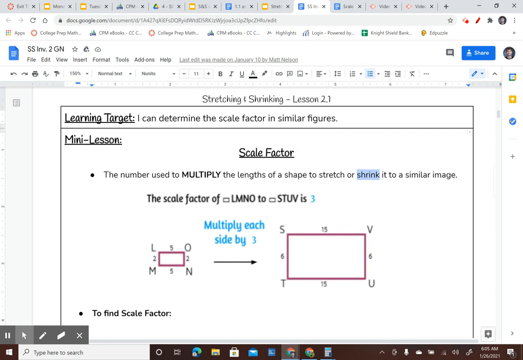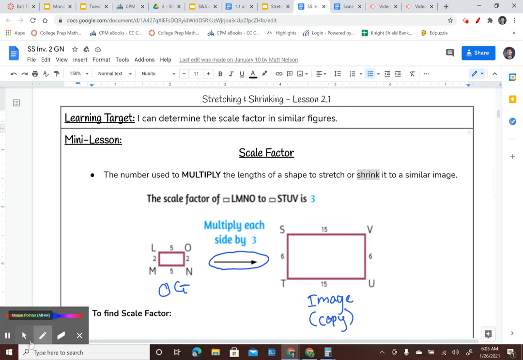Now, one quick reminder, when we look at these two images here, it shows that we're going from the shape on the left over to the shape on the right. And so the shape that we're starting with is always going to be the original, or the OG, I like to call it. And it's going to be going over to the image. If you were to look into a mirror, you'd see a mirror image of yourself. You could also think about it as a copy. So image or copy.